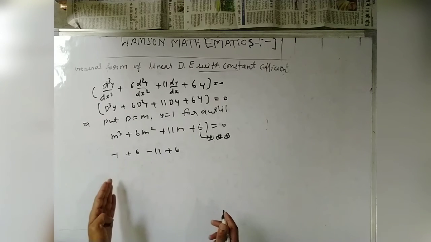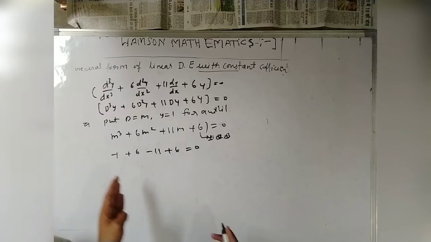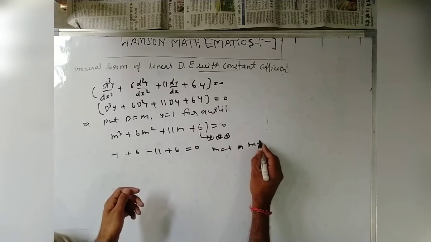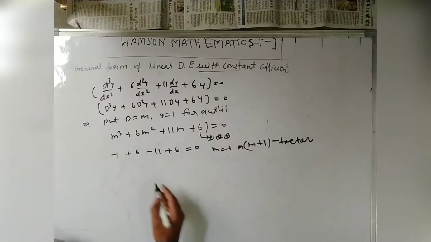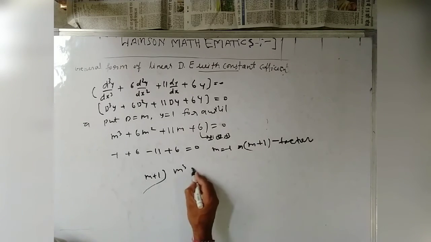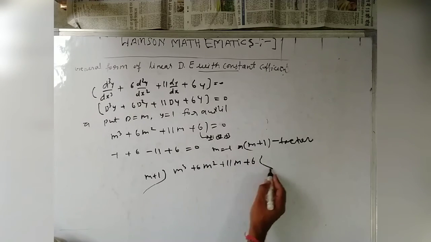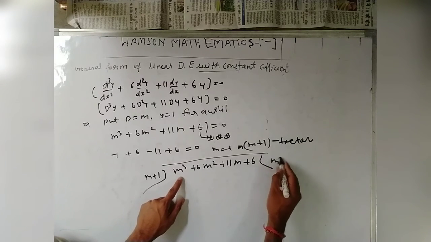So this is minus 1 plus 6 minus 11 plus 6. So what we get, let me write here, this minus 1, this 6 is, so this becomes 0. Hence we can say m is equal to minus 1 is a root, or m plus 1 is a factor. So if we divide m plus 1 into m cube plus 6m square plus 11m plus 6.